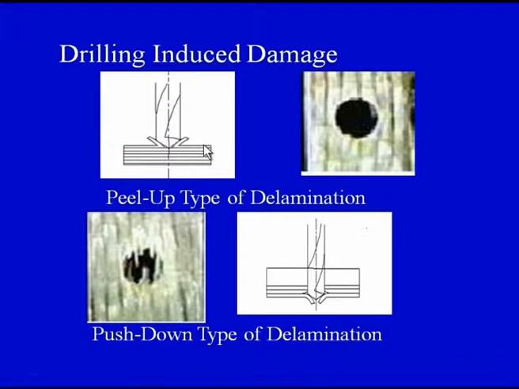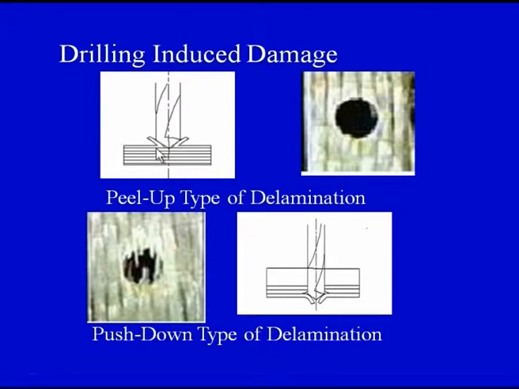In the beginning of the hole making operation, some of the layers try to get peeled up. These are the top layers trying to get peeled up, and this peeling up action would depend upon the operating variables and the geometry of the drill that we are going to use for making a hole inside the composite material. So, because these top layers try to peel up, this is called the peel up type of delamination.